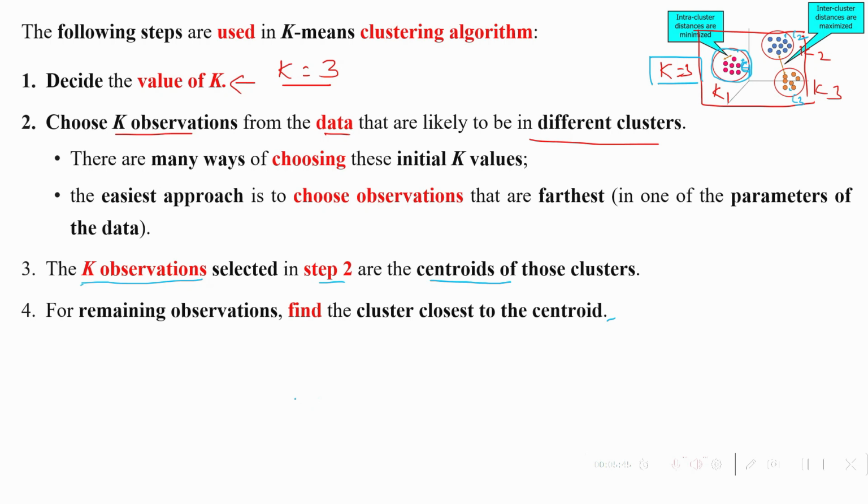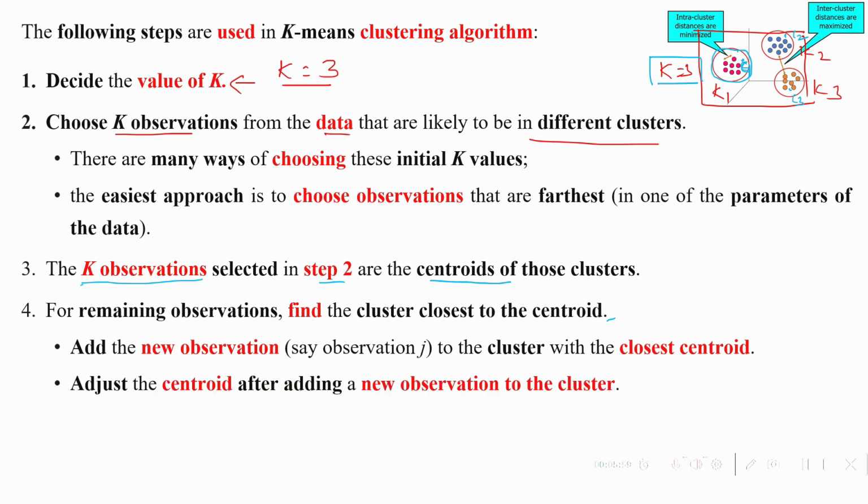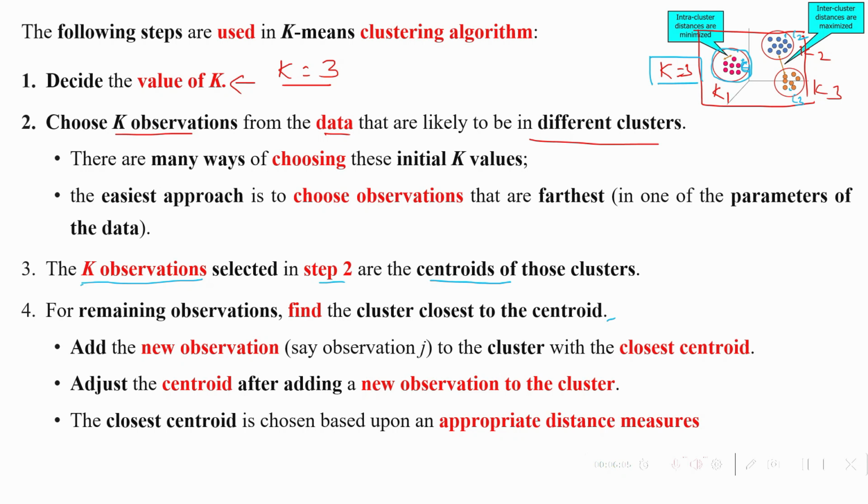That means for the remaining observations, find the cluster closest to the centroids, add the new observations to the cluster with the closest centroid, and adjust the centroid after adding the new observations to the cluster. The closest centroid is chosen based upon the appropriate distance measure.